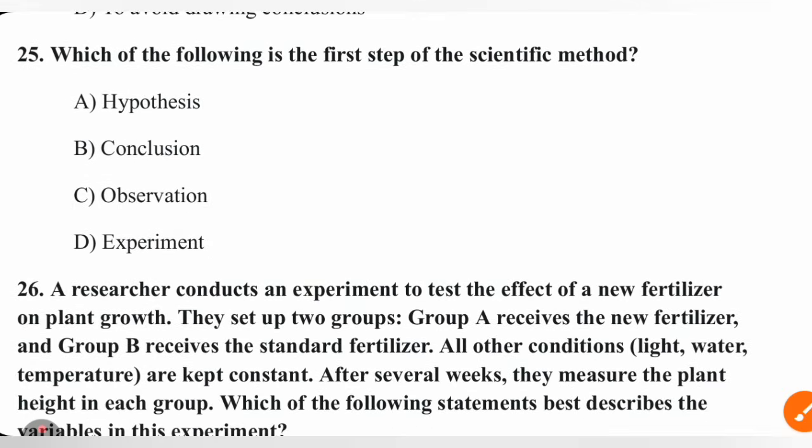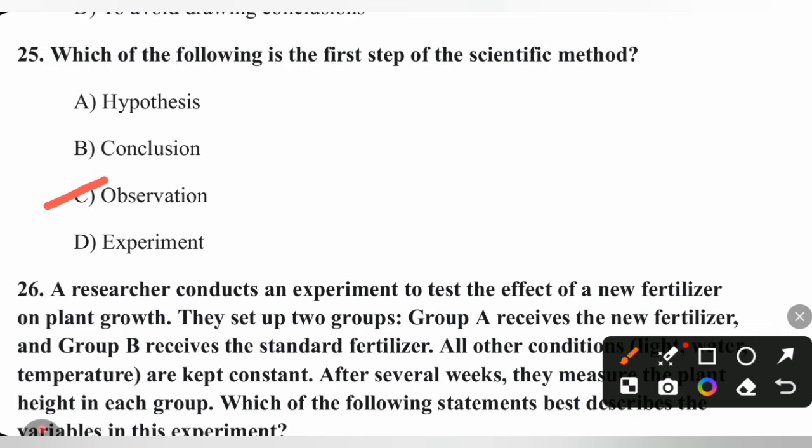Which of the following is the first step of the scientific method? A. Hypothesis. B. Conclusion. C. Observation. D. Experiment. Which of the following is the first step of scientific method? First step, observation.